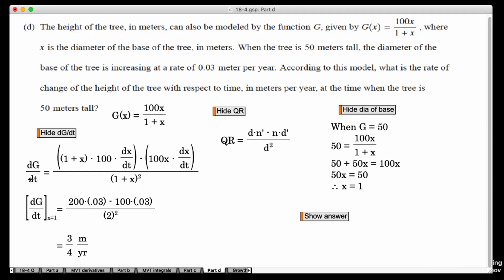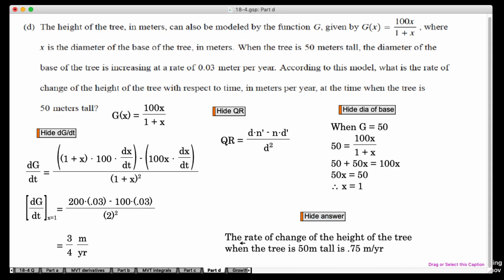Remember the height in terms of time, meters per year. So that means the height of the tree is growing at a rate of 3/4 meters per year at that time. So the rate of change of the height of the tree when the tree is 50 meters tall is 0.75 meters per year.